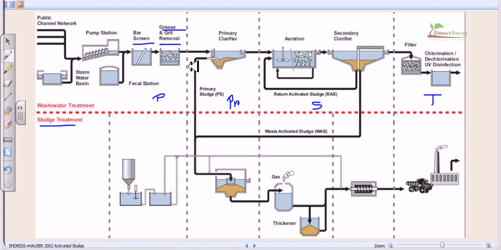Now right after that this enters into the primary treatment. Basically the primary treatment consists of one large basin which is called the primary clarifier. In this primary clarifier, we have one central ring, and with the help of the central ring we have two different parts. We have one strand here at the top, and we have another strand at the bottom.